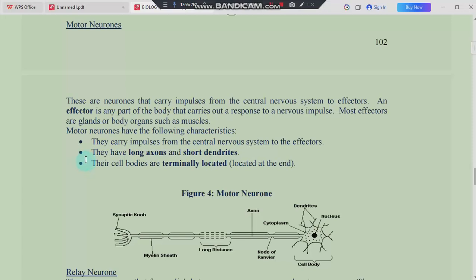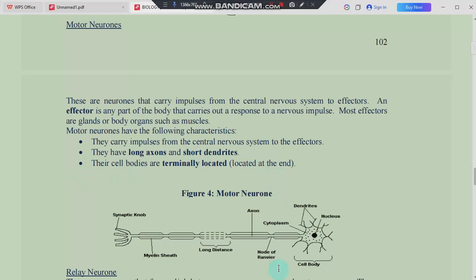And then apart from that, another characteristic that the motor neuron has is that they have long axons and short dendrites, which is quite the opposite of the sensory neuron. We said the sensory neurons have short axons and long dendrites. All right, let's now talk about their cell bodies. So the cell bodies are terminally located, or located at the end. When we talk about being located at the end, we are simply saying their cell bodies are found inside the central nervous system.